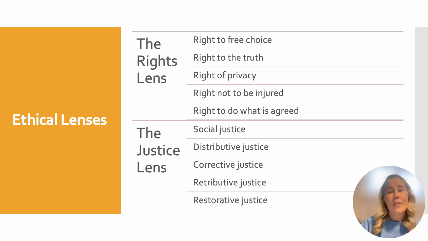Then we have the justice lens, and this looks at different types of justice and how it influences the systems, including our own behaviors. So we have social justice, distributive justice, corrective justice, retributive justice, and restorative justice. These all look at the different approaches to achieving justice. Social justice looks at grassroots initiatives that bring change to society. Distributive justice focuses on the balance of power and punishment. Corrective justice looks at making amendments and changes that will rectify an unjust situation. Retributive justice is what we think of as punitive justice. And restorative justice is restoring rights or access to something that was previously prohibited.